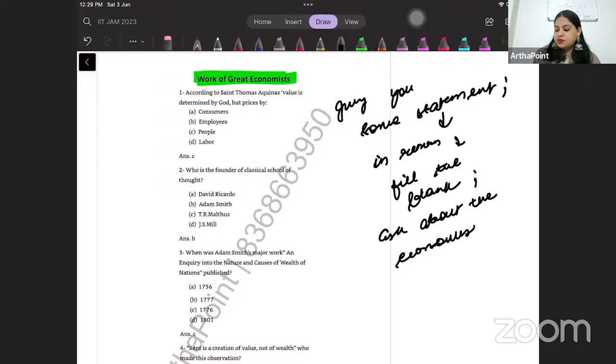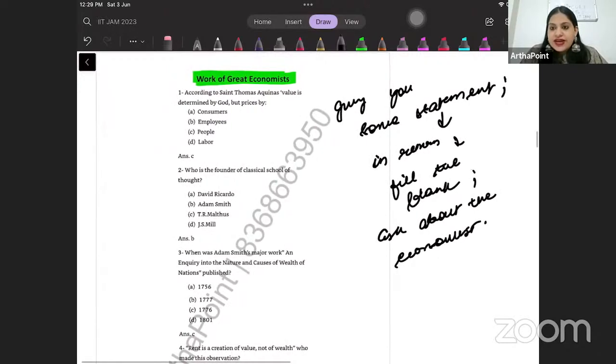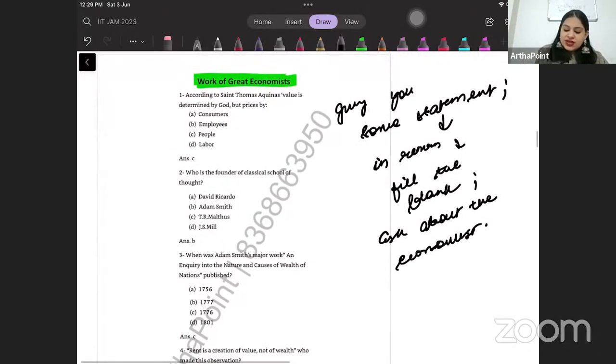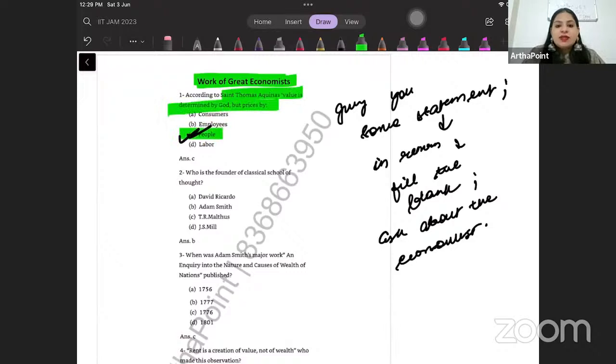ठीक है जी, क्वेश्चन देखो. According to Saint Thomas, value is determined by God but prices by... But prices तो लोग ही determine कर सकते हैं ना, right? In the market, right? So prices are determined by people. So the answer to this question is C, that prices are determined by people.